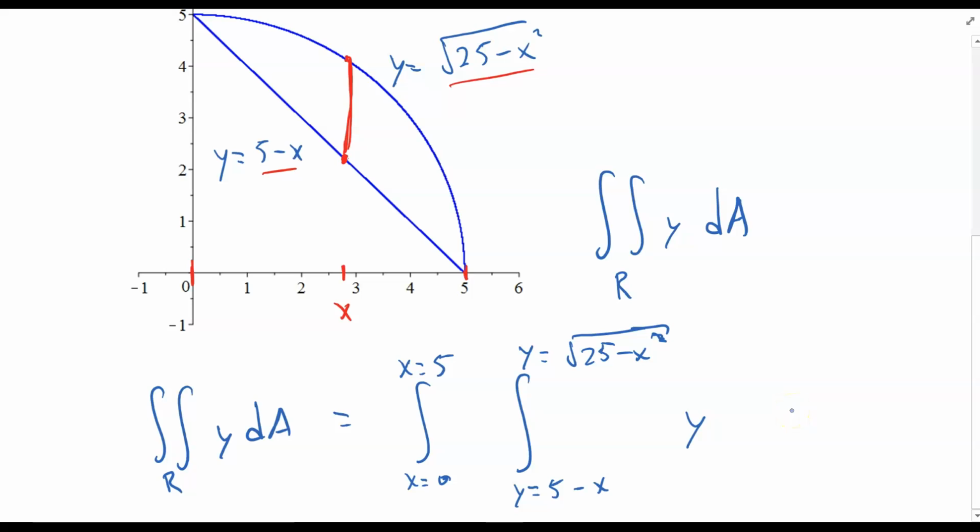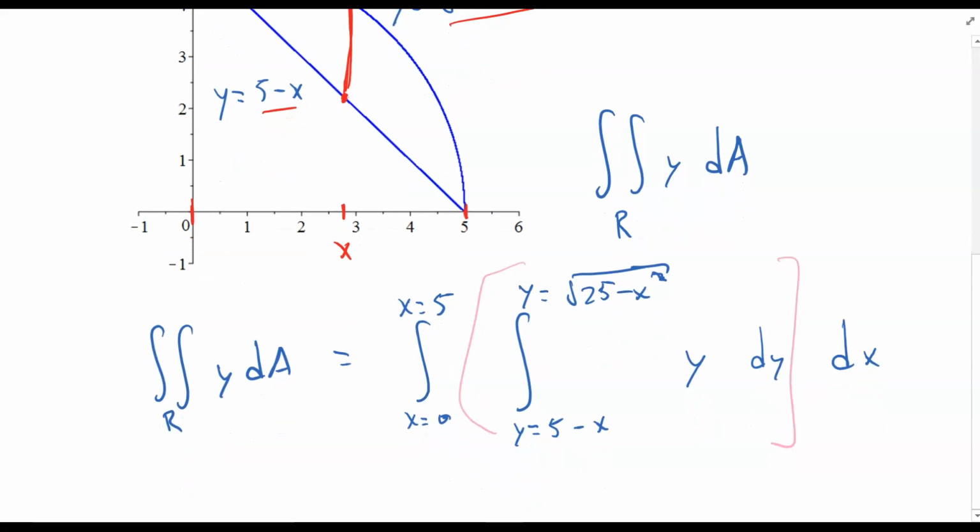Now the dA part is going to turn into, in this case, dy and then dx. Okay, we want to think about this as our inner integral and our outer integral there. All right, and I put the emphasis on the limits of integration, that x is ranging from 0 to 5, and for each x, y is ranging from 5 minus x to the square root of 25 minus x squared, just to help emphasize that the inner integral is with respect to y, the outer integral is with respect to x. Okay, now we have to go through and evaluate this integral.